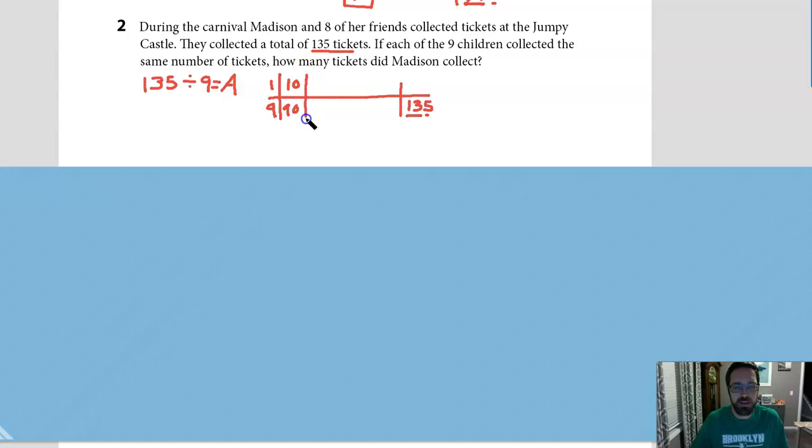And then I think, okay, now I'm getting close. If I'm at 90, how far from 135 am I? Well, I have 45 left. So I think, 9 times what gets me 45? And if you know your basic math facts, 9 times 5 is 45. So if I add those two together, I get 15. So my answer to how many tickets did Madison collect is: Madison collected 15 total tickets.